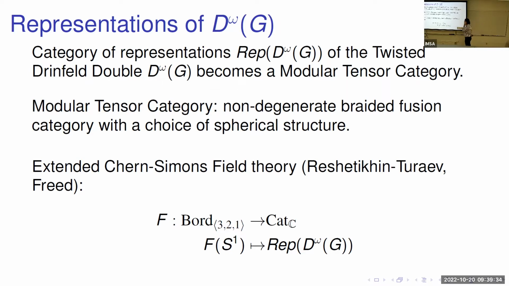When you see it as an extended Chern-Simons field theory, you used to think that you have two-dimensional manifolds and bordisms with three-dimensional manifolds. But if you want to extend it to go not only to three-dimensional and two-dimensional, but also lines and points, well, in this setup, you can associate to the circle this representation category of the twisted Drinfeld double, and it collects all the information. And from this, you can reconstruct the whole functor just by knowing this twisted Drinfeld double.